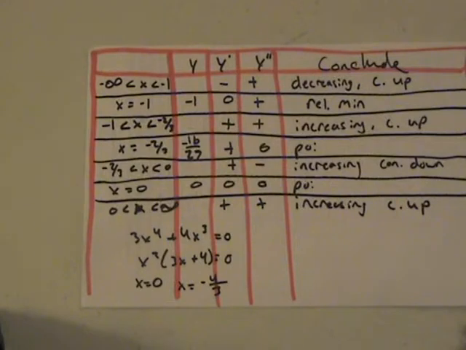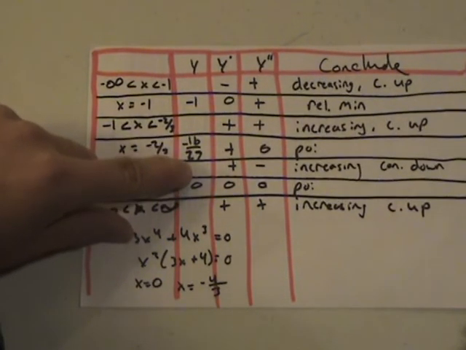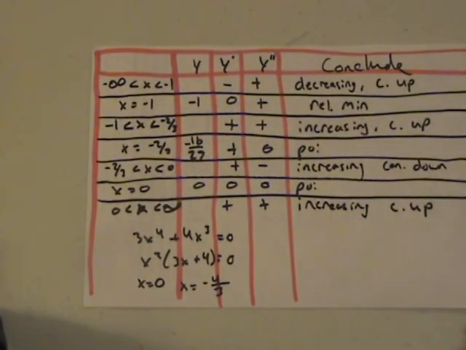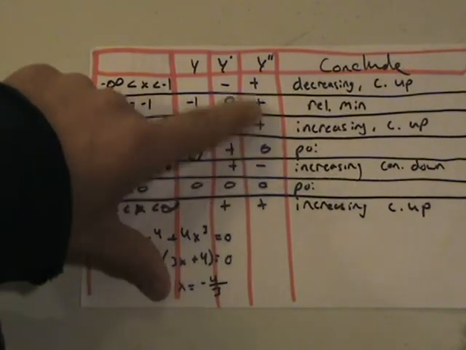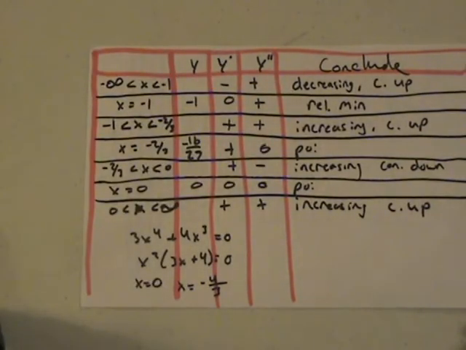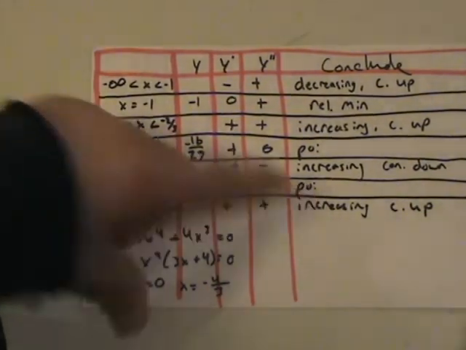At x equals -2/3, that's just a point along the graph. We see that it's just kind of a random point, but that it's a point of inflection because the second derivative is 0. And then we have values between -2/3 and 0. And so we see that it's increasing but concave down. X equals 0. Everything's 0. It's kind of funny, but it's a point of inflection.